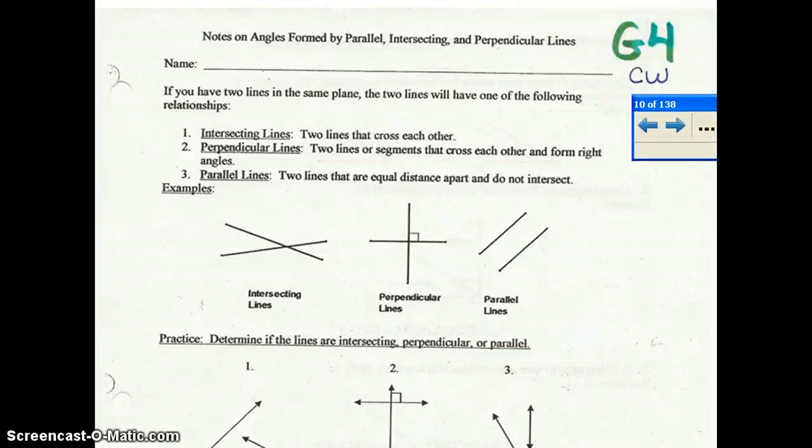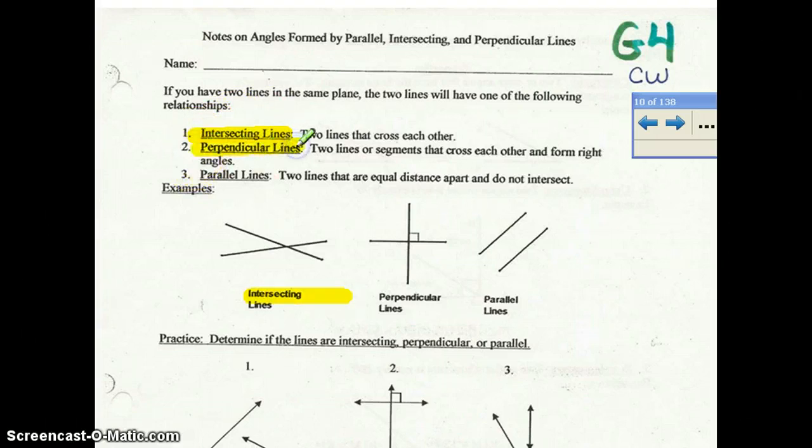These are the G4 notes on angles formed by parallel, intersecting, and perpendicular lines. If you have two lines in the same plane, the two lines will have one of the following relationships. They could be intersecting, which just means that they cross each other.